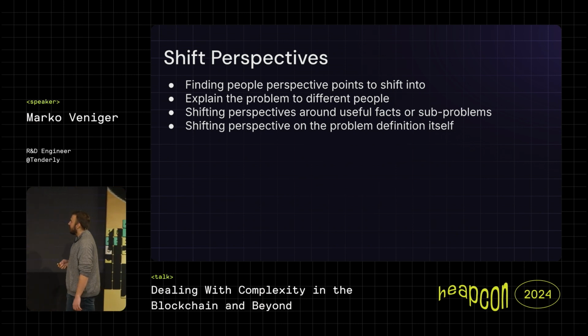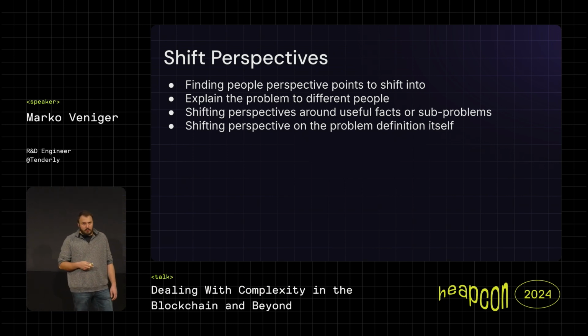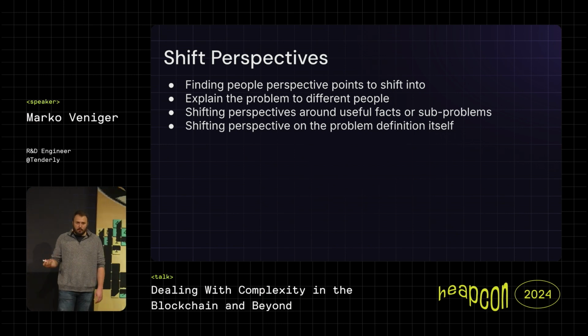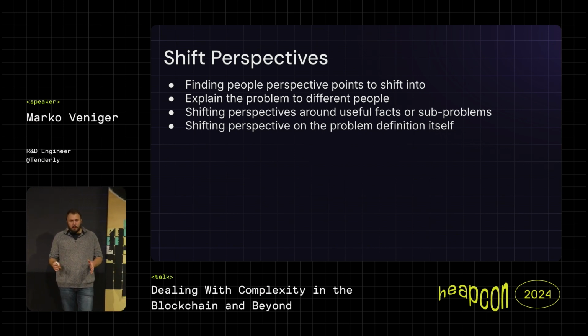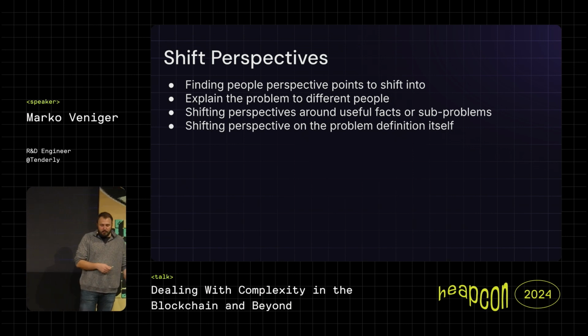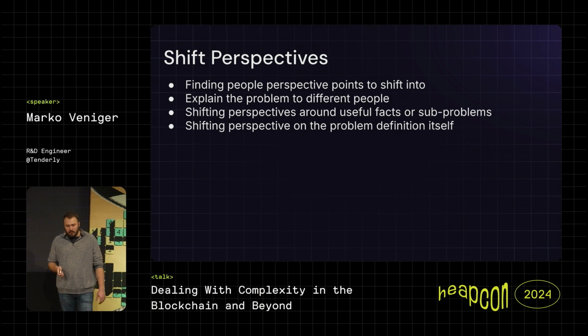A useful perspective shift. One of the easiest perspective shifts you can do is to take other people's points of view. Don't just think about it as a developer, go at it as a user, go at it as your manager, go at it as anybody else. Try to put yourself in their place: if I were to use this solution, would I be happy with this? And that also includes explaining the problem to some other people.